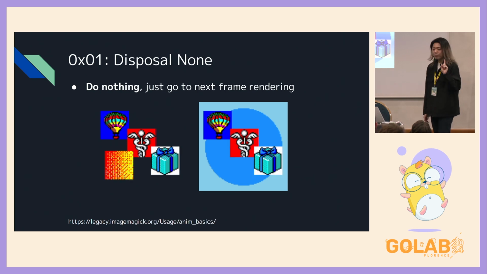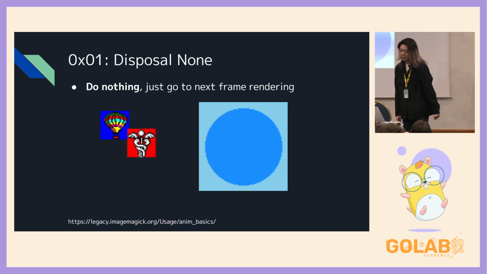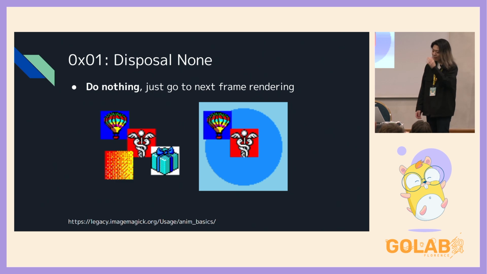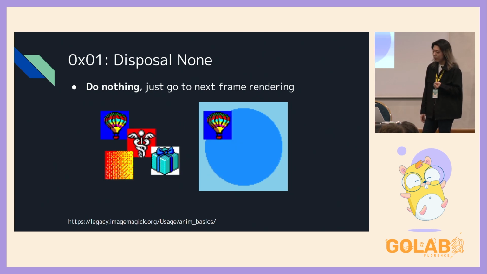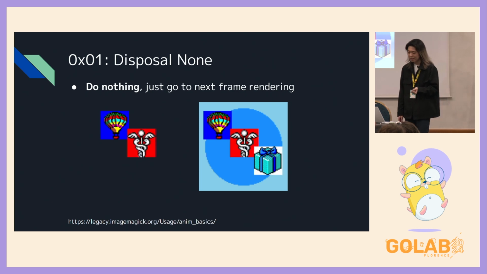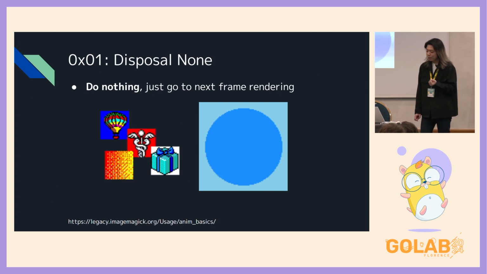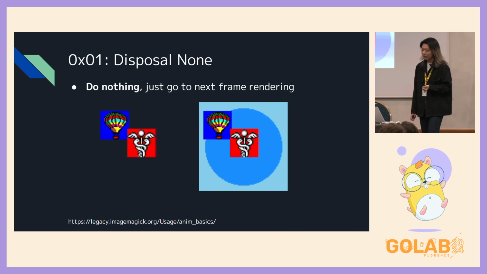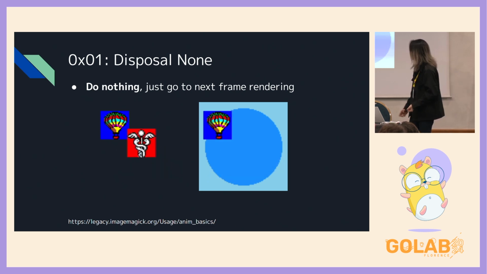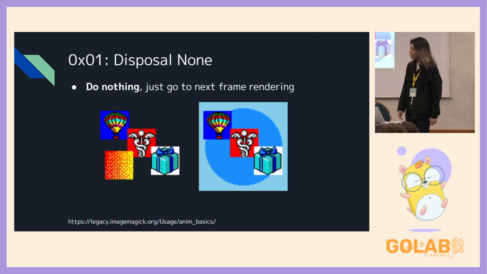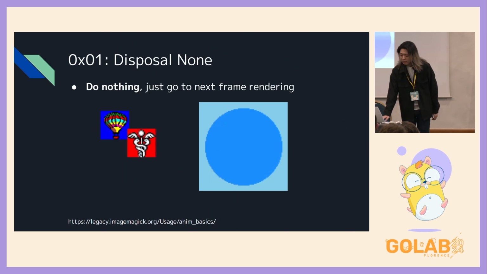So the first one is disposal none. This method means doing nothing after rendering the frame. The process simply moves on to the rendering of the next frame without modifying the current frame, as you see in the GIF image, in the example GIF images here.